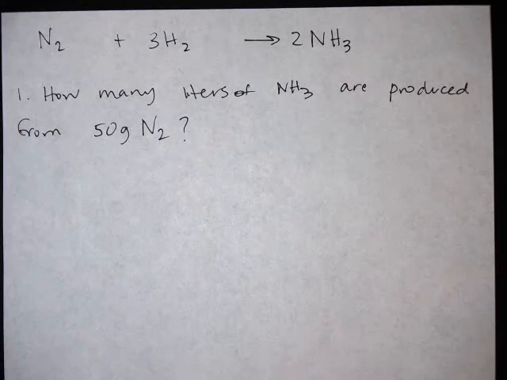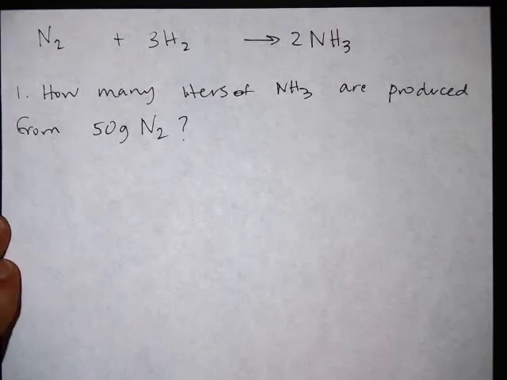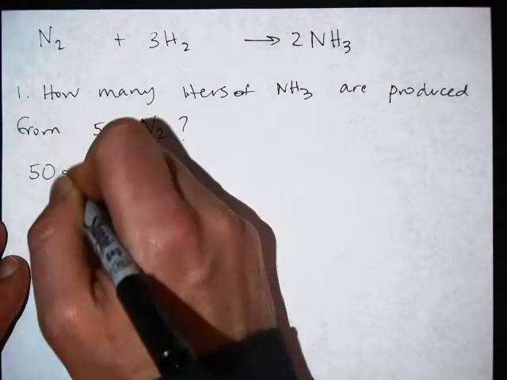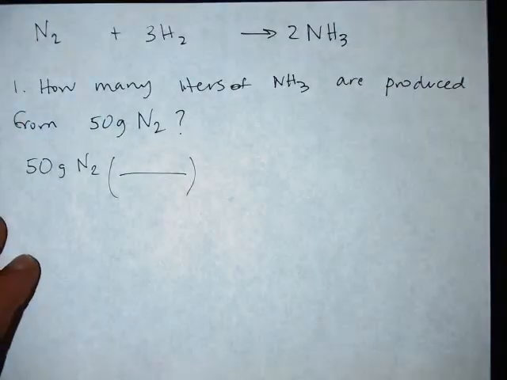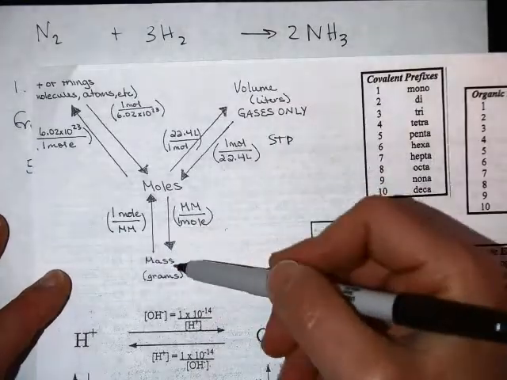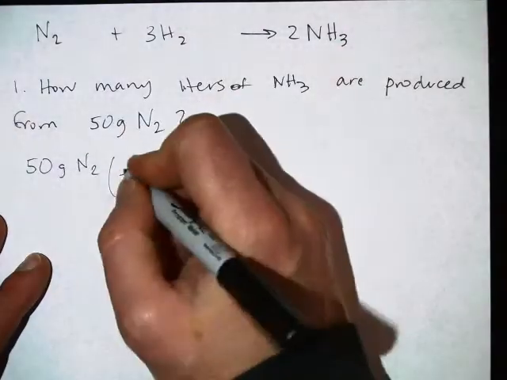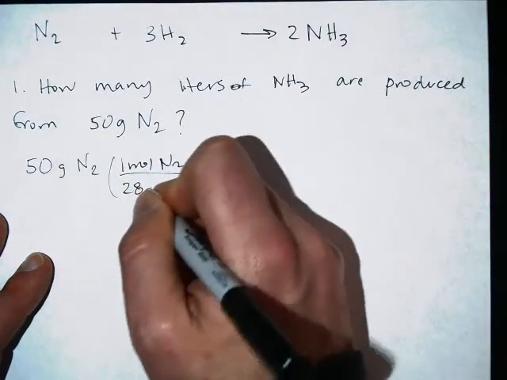Now if you were conscious yesterday, you're already probably grabbing for your mole wheel because this is not a lot different than yesterday, it's just where you start and where you finish. Well, you were conscious yesterday. So convert to moles first, 50 grams of N2. And if you have this right here, you're at grams, you want to get to moles. So 1 mole over the molar mass. 1 mole of N2 over the molar mass, which is 28 grams of N2.